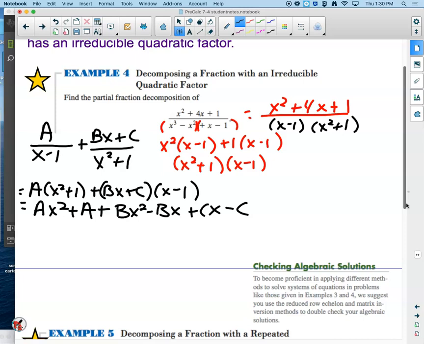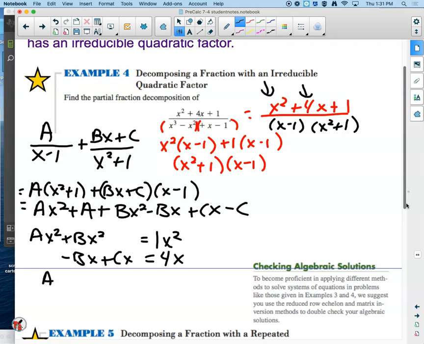And now that we have this all expanded, we realize the x squareds, we don't have a c for that, but we do know that has to work out to be 1x squared, because that was our answer. And then the x terms, negative bx plus cx, well, those have to come out to be 4x. And then our constants, we have an a minus c. And that has to come out to be 1.